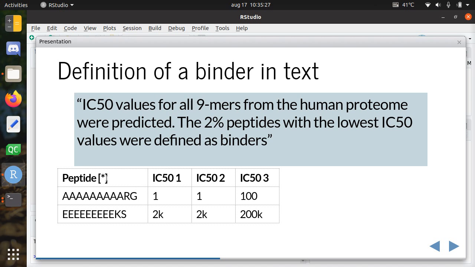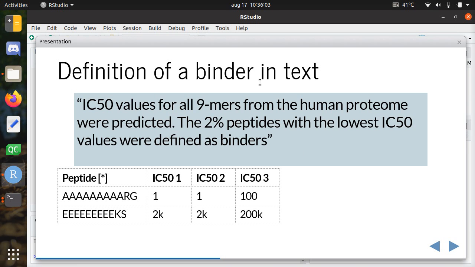So I'm going to give an example. Here we have two peptides which I picked randomly, and these values are completely random: AAAAR G and EEC S. For 9-mers, we would have three IC50 values, because one 9-mer would be just the A's. That apparently gives an IC50 value of 1. AAAR gives an IC50 value of 1 as well, and ARG gives an IC50 value of 100. Whereas for EEC, it's the same thing except multiplied by 200. And I picked this as an example.